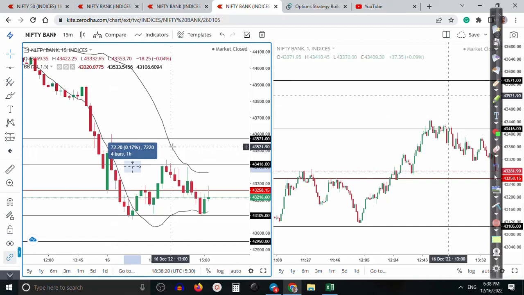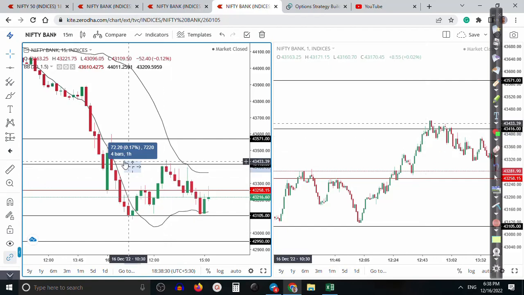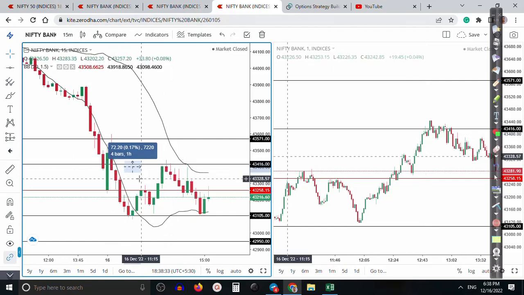So I increased the delta. In that case, I used 35 delta. First trade I used 20 delta. Next trade, because here the SL is closer compared to the previous trade, that is why I selected 35 delta.